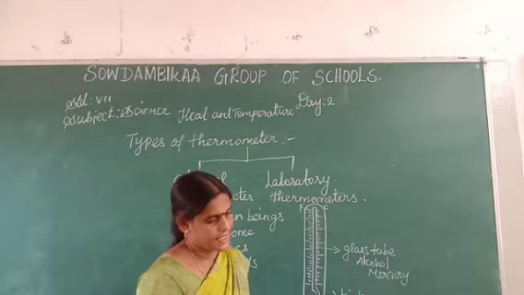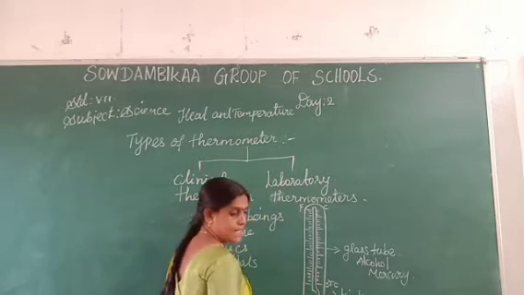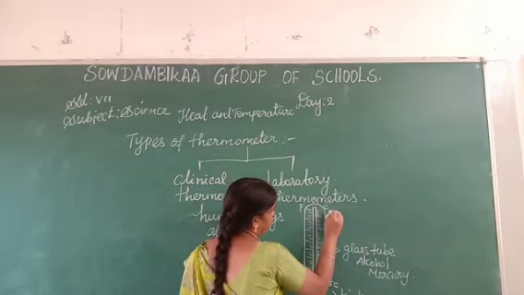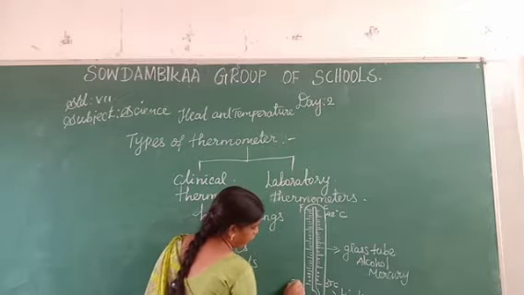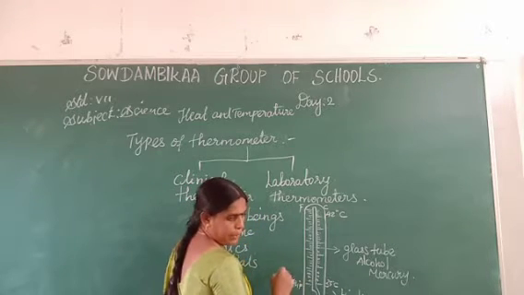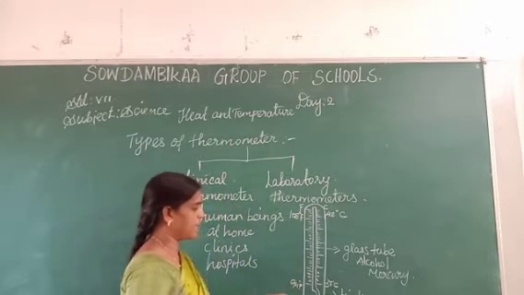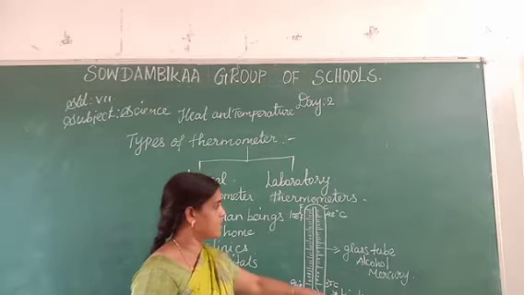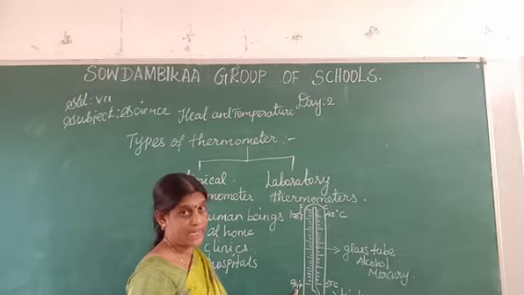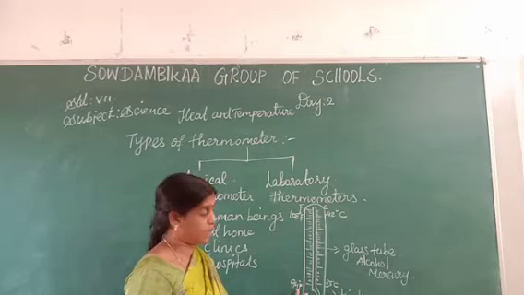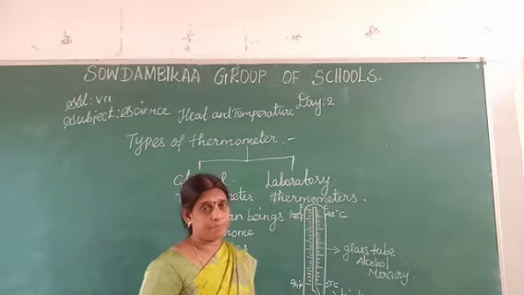Okay. In the Celsius case, the lower one is 35 degrees Celsius. The upper one is 42 degrees Celsius. In Fahrenheit, the lower one is 94 degrees Fahrenheit. The upper one is 108 degrees Fahrenheit. The lower limit is 35 degrees Celsius and the upper limit is 42 degrees Celsius. In Fahrenheit, the lower limit is 94 degrees and the upper limit is 108 degrees Fahrenheit.